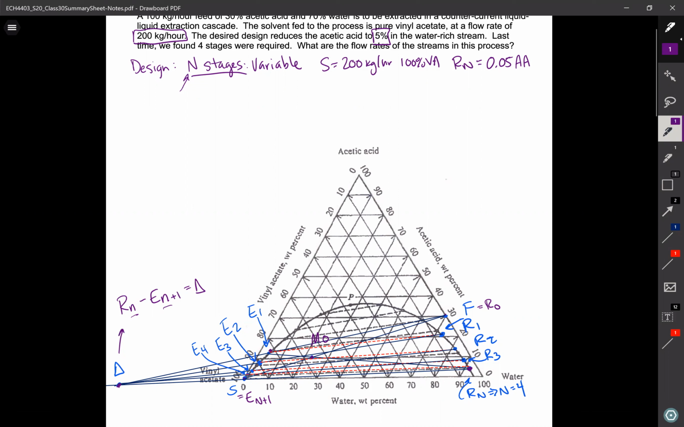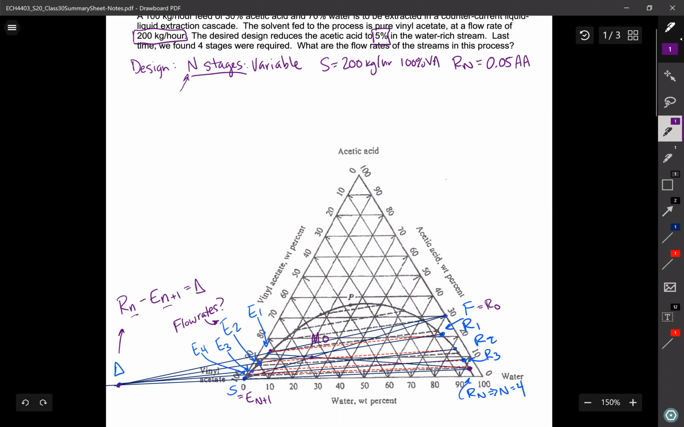And then from there, we know that E1 and R1 are in equilibrium because they both come off of stage 1, so they're connected with the red tie line. R1 is connected with delta, where it crosses the equilibrium curve is E2, and then the whole process starts over again. You keep stepping stages until you get to your specified Rn. Now what the problem didn't ask, and what it could ask me to do, is what are the flow rates of all these streams? We did not calculate that just yet.